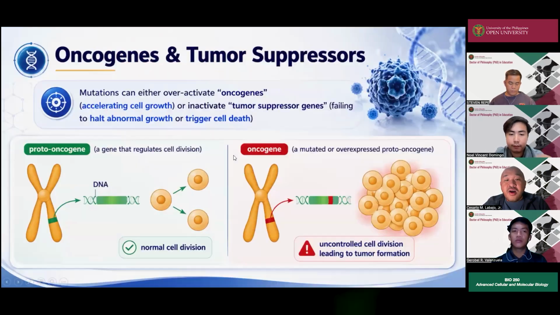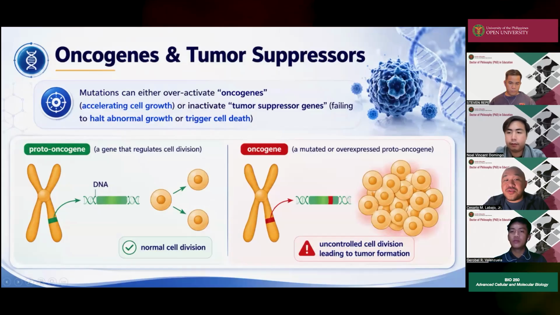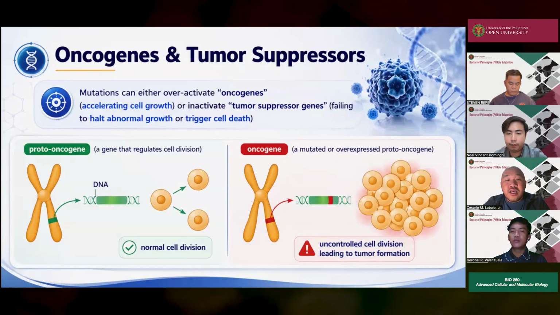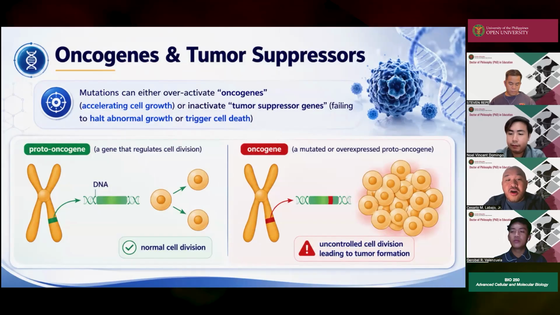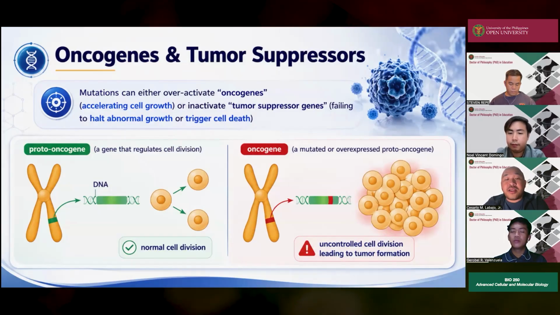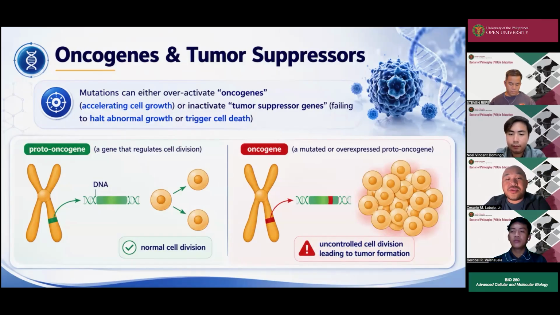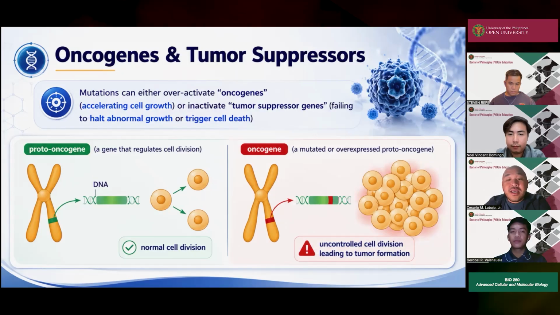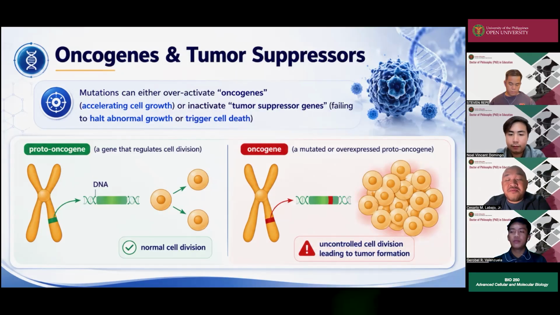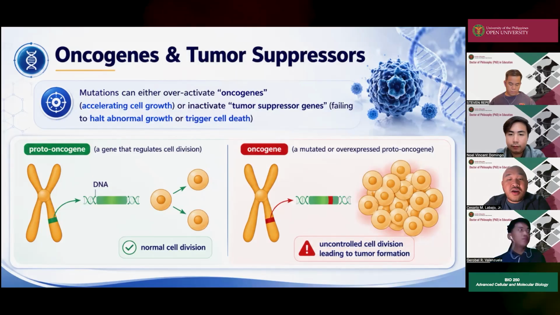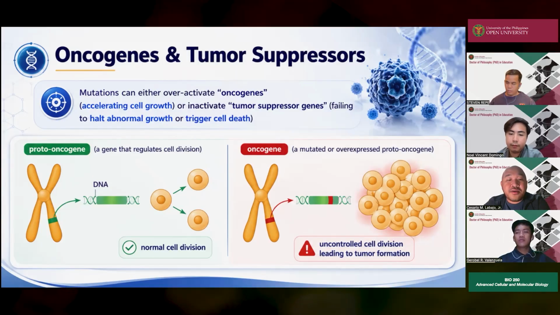Next, oncogenes and tumor suppressors. So in this slide, a simple way to understand this is to imagine a car. Oncogenes are like the accelerator, while tumor suppressor genes are like the brakes. In cancer, the accelerator may be stuck and the brakes may fail. That combination causes uncontrolled cell growth.